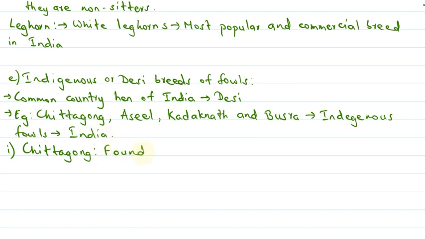It is largely found where? In West Bengal. So the plumage color varies, but the popular shade is usually golden or light yellow. They have a beak that is long and yellow in color. The earlobes and wattles are small and red, and they are good egg layers.